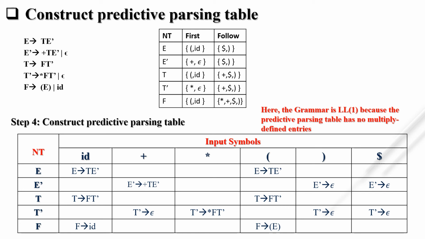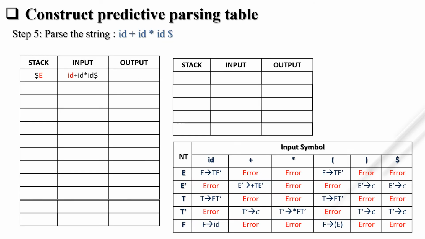Okay. Now, if you also have to parse the string with the help of this predictive parsing table, let's see how to parse the string with the help of this predictive parsing table. Now we have already found this predictive parsing table, and the blank entries denote errors in it. So with the help of this table, we are going to parse this input string, that is id plus id into id. This dollar is an end marker.